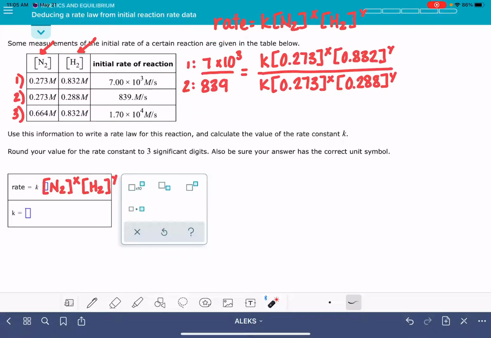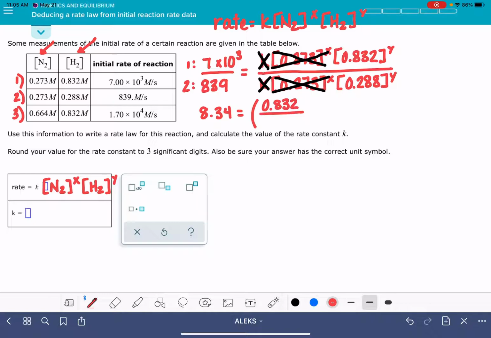I'm going to begin by solving the left-hand side of this equation: 7 times 10 to the 3 divided by 839. The left-hand side of this equation is 8.34. Now I'm going to work on the right-hand side of the equation. The rate constant k is the same for both reactions, so k divided by k is just going to cancel itself out. Also, 0.273 to the x is the same thing as 0.273 to the x, so that's going to cancel out as well. And that's why we chose two sets of data where the concentration of N2 was exactly the same, so that it could cancel out.